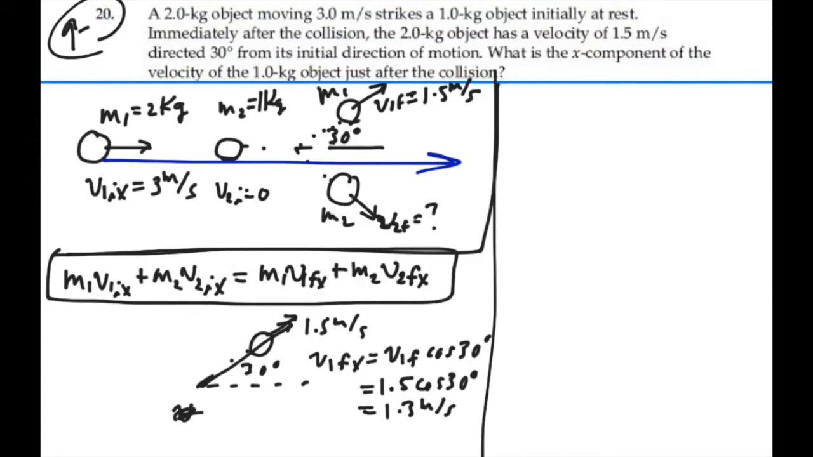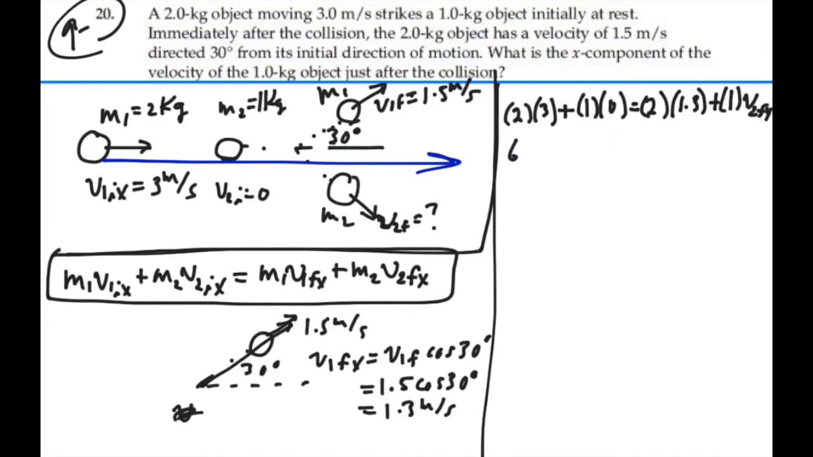Alright, so what does our equation look like now? We've got mass 1, which is 2, times velocity 1 initial in the x direction, which is 3, plus mass 2, which is 1, times velocity 2 initial in the x direction, which is 0, is equal to mass 1, which is 2, times velocity 1 final in the x direction, which we just determined to be 1.3, plus mass 2, which is 1, times V2 final in the x direction, which is what we want to find out. We have a bunch of numbers, and we can solve for V2 final in the x direction.